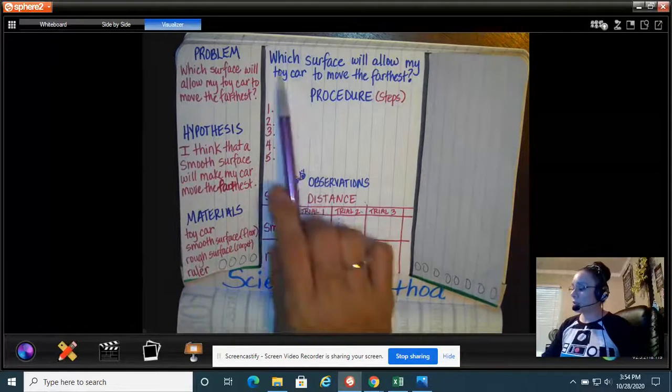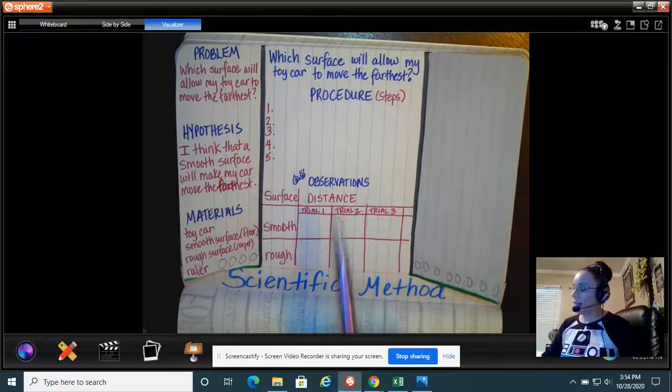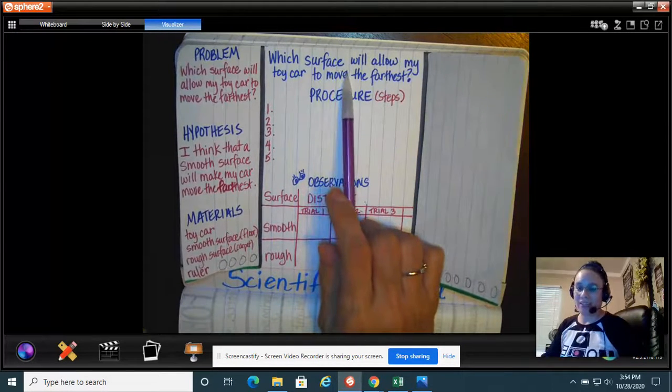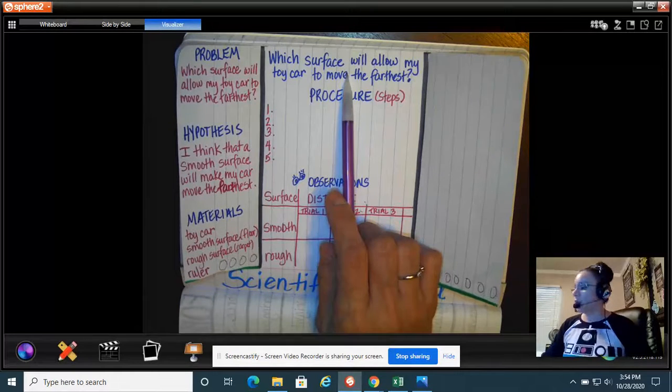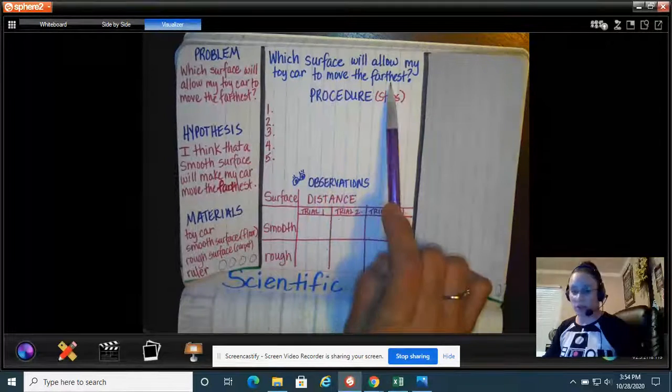So the title of your project has to go here. It can't go over here. It can't go over here. It has to be here at the top in the center of your three-sided board. So I started writing, which surface will allow my toy car to move the farthest?